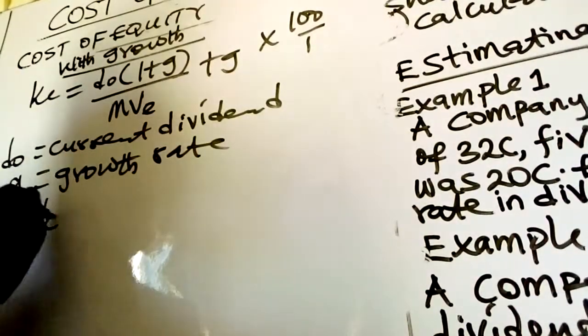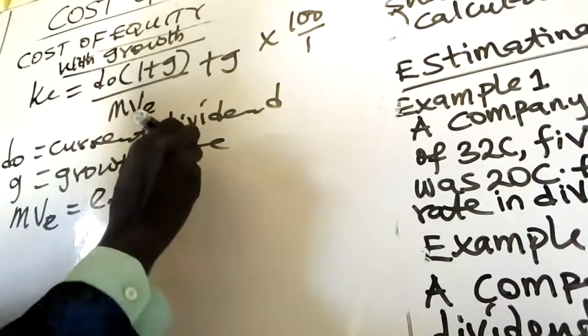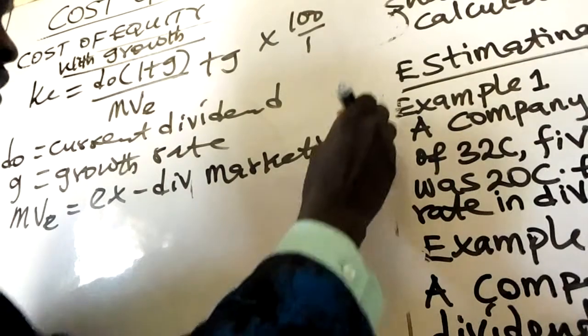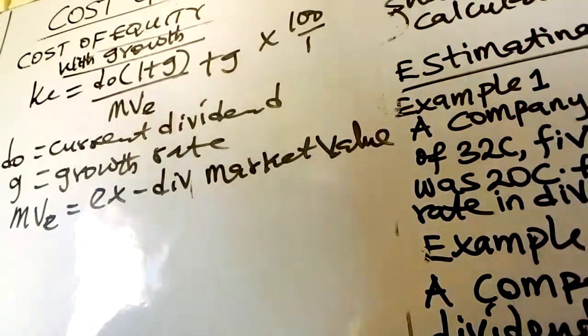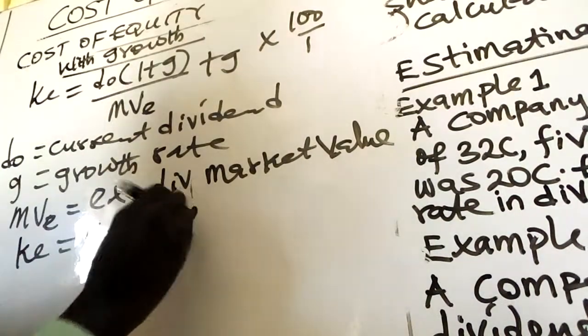Market value, I've told you that your market value must be ex div market value. And K still remains as the cost of equity.